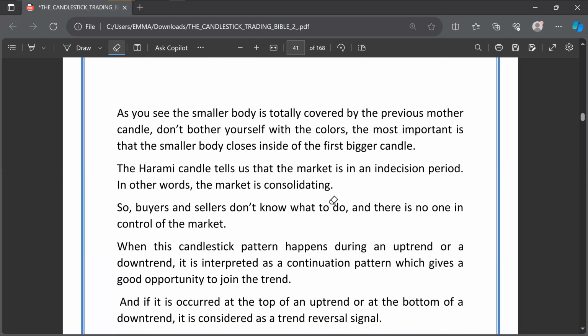Now, as you can see, the smaller body is totally covered by the previous mother candle. Don't bother yourself with the colors. Like I said, it's very important. That's why I use the color to explain, and I use the psychology also to explain. So you have the two understanding, right? The most important thing is that the smaller body closes inside of the first bigger mother. This is what you have to look for.